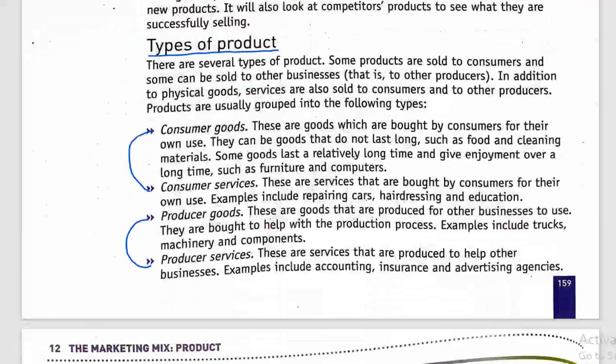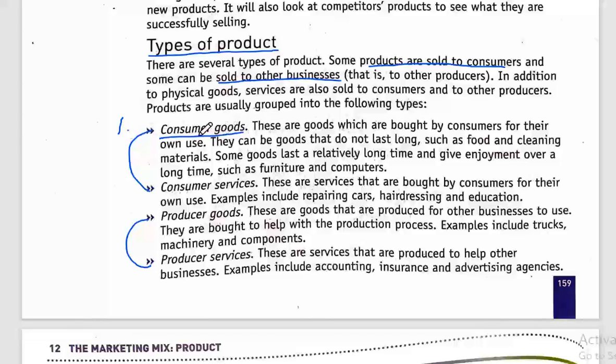Here we have different types of products. We have different types of products, the products that are sold to consumers, and some can be sold to other businesses. So I'm either selling to a consumer, a normal individual, or I'm selling to a business. In addition to physical goods, services are also sold to consumers or to other producers. So products are usually grouped into the following types, starting with the first type, which is consumer goods.